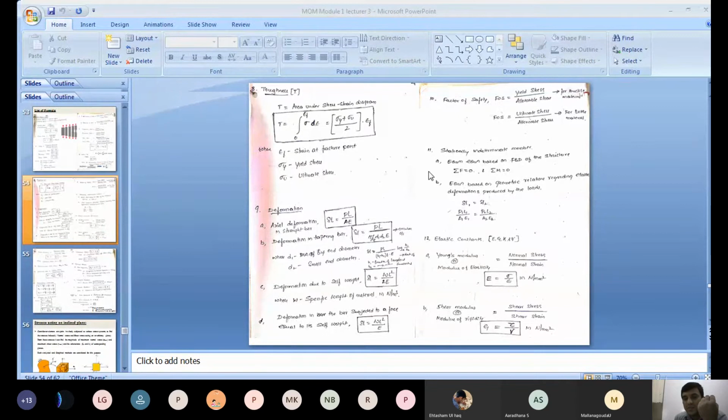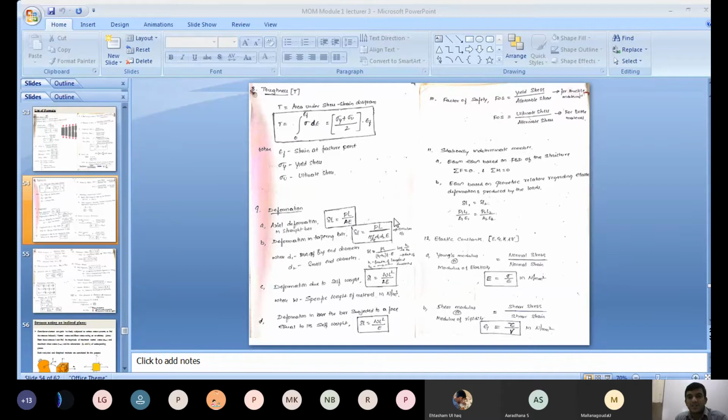What is the elastic deformation? The deformation produced by the first member, the first bar, is equal to the deformation induced in the second member. What is the deformation here? In general, for a uniform cross section it is PL by AE. For the first one, P1 L1 by A1 E1. For the second member, P2 L2 by A2 E2. Again, before that, one more we will not discuss here: there is the principle of superposition theorem. That is also very important.